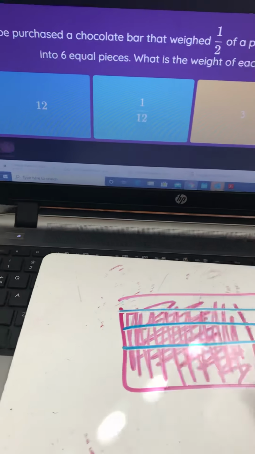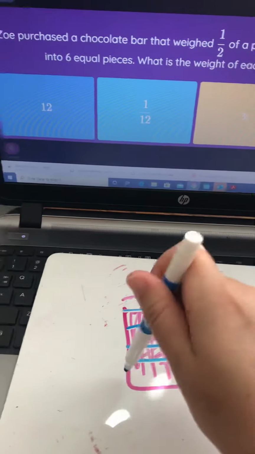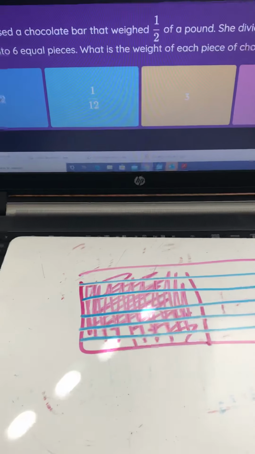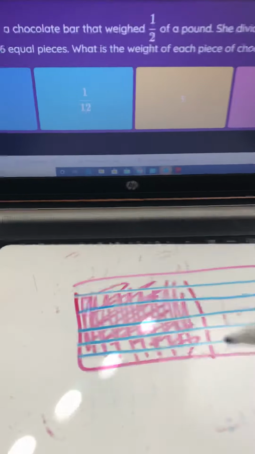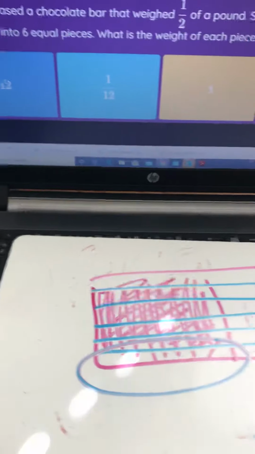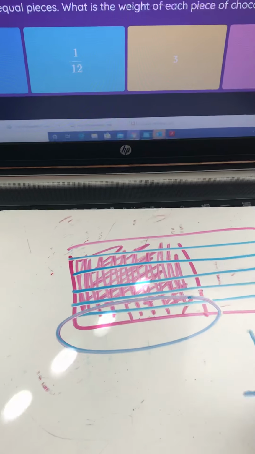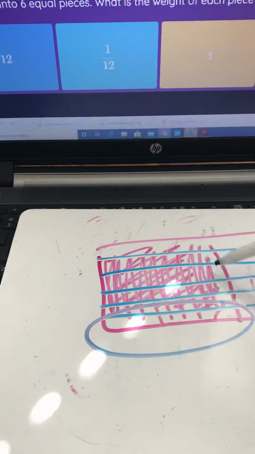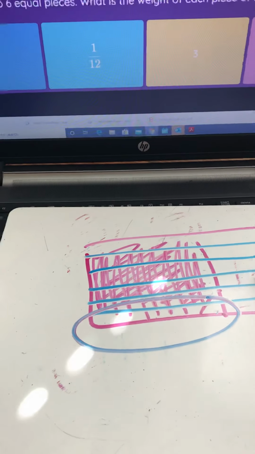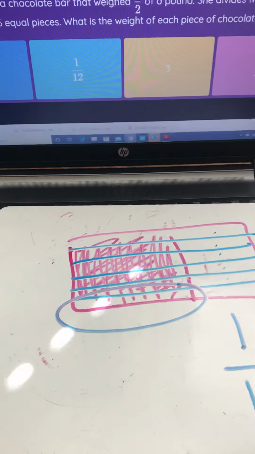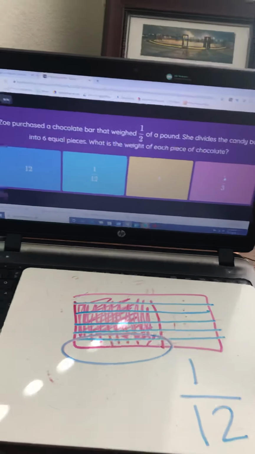1, 2, 3, 4, 5, 6. What is the weight of each piece? So let's say I want to know the weight of that piece. It's going to be 1 out of 1, 2, 3, 4, 5, 6, 7, 8, 9, 10, 11, 12, or 1/12 of a pound.